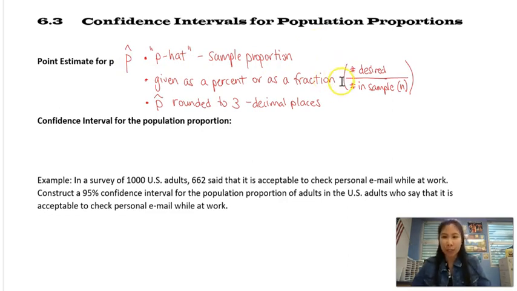To find the fraction, sometimes in the problem they'll tell you this many people out of this many total were in our sample and answered the survey like this. So we're going to set up a fraction and then turn it into a decimal. Even if they give it to you as a percent, you're going to turn it into a decimal. We're always going to round to 3 decimal places for this class for our p hat.